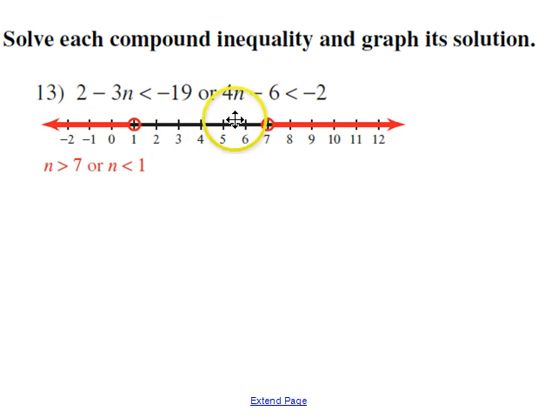And there's that opening that I was talking about in the graph. N is greater than 7, so you make a circle at 7. It's not underlined, so you don't shade it in, and you go to the right. N is less than 1, make a circle at 1, don't shade it in, and everything's to the left, and there, one last time, is that opening in the middle.